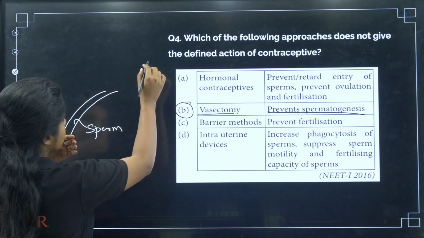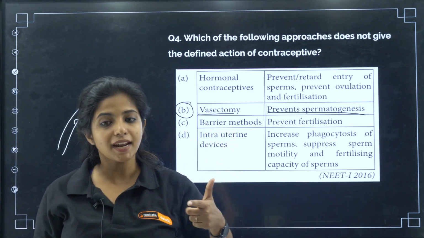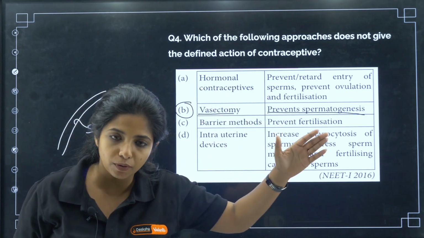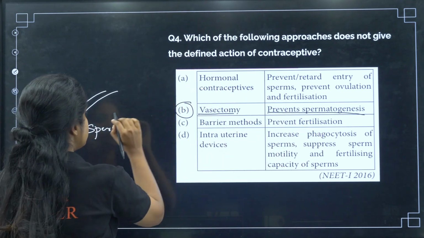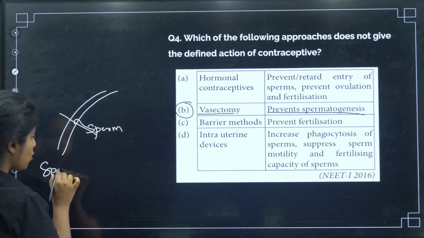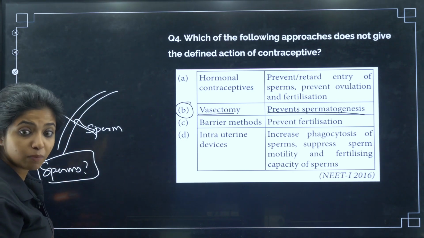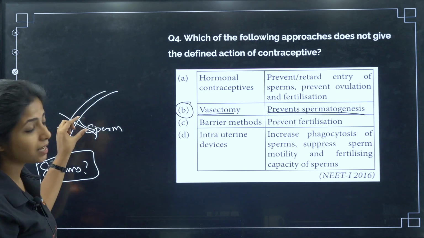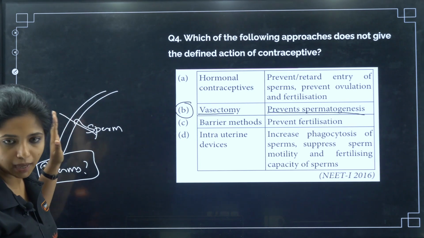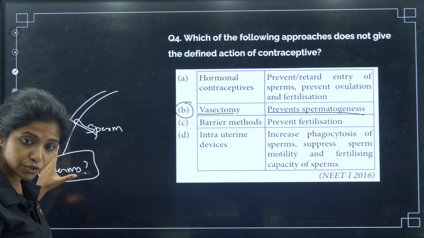Semen is somewhere over here, my dear. Semen is being produced by what? The seminal vesicle, the prostate gland, and the bulbourethral gland. So semen is still going to be produced. It's just that the sperm is not going to travel. Are the sperms going to be formed? Yes, spermatogenesis is going to happen, but the transport of sperm would not be happening. That is the only thing.